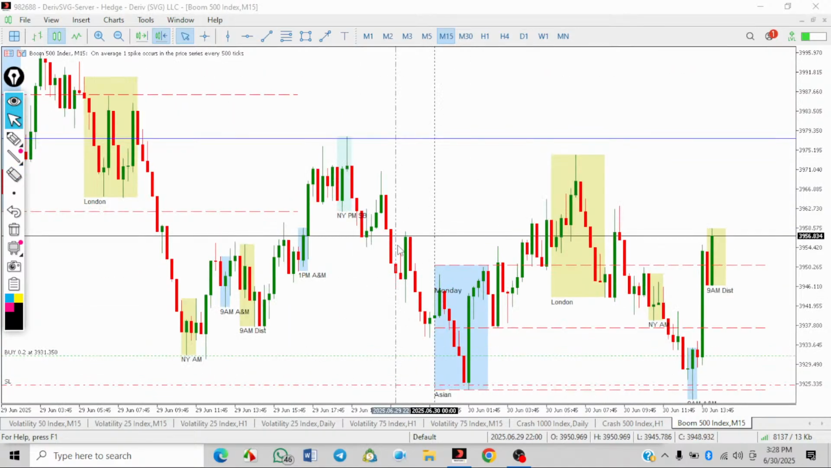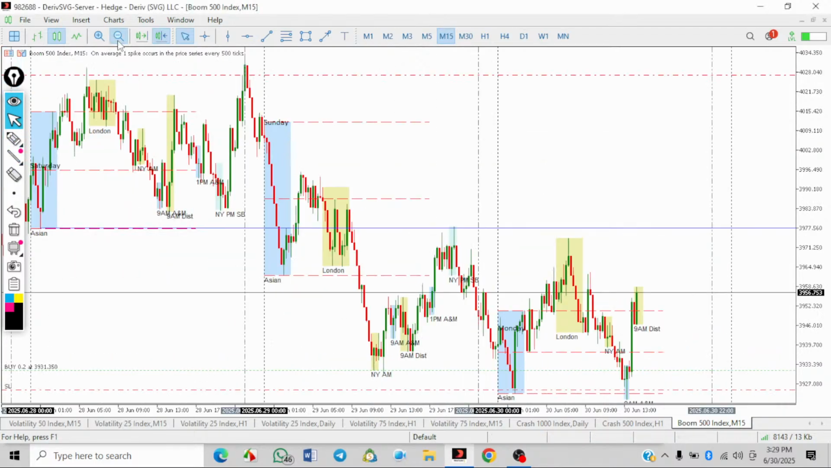So looking at it now, with this, we know that we had an unfinished business here when we open the day today, Monday. So they took out this low. And then Asian, London gave you the intermediate high.